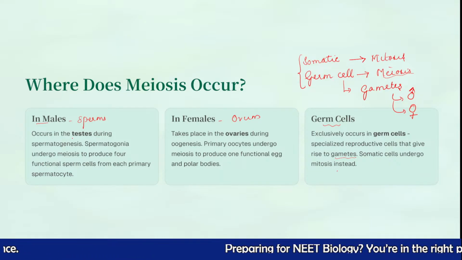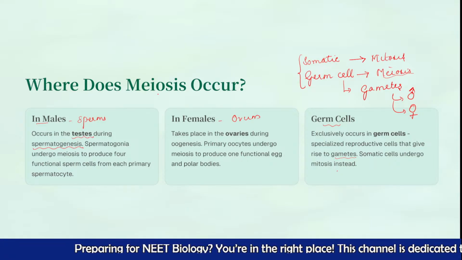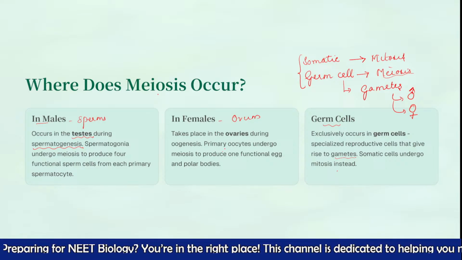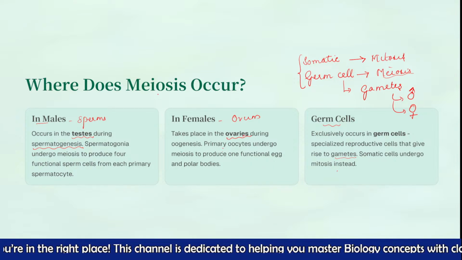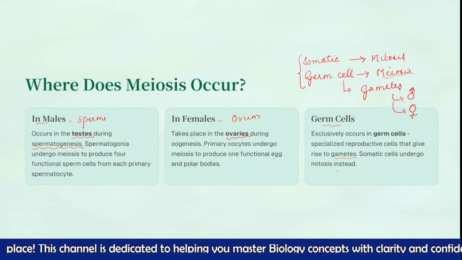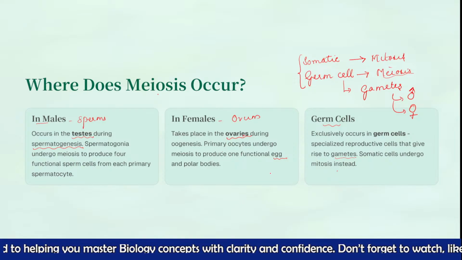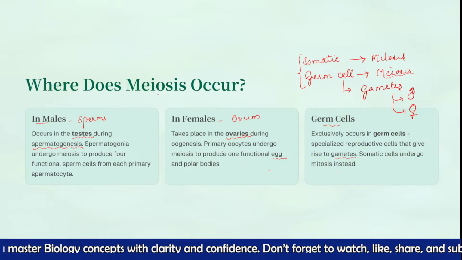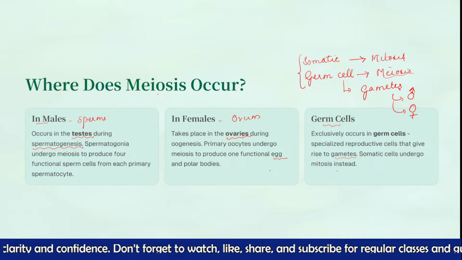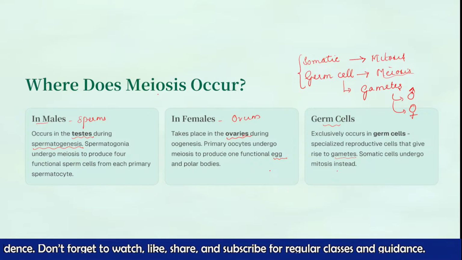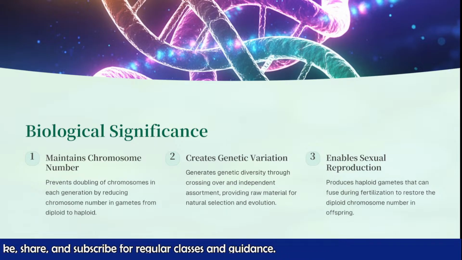So the sperms are produced in the testis by the process of spermatogenesis, which is by meiosis. In females, the primary reproductive organ is the ovary, and inside the ovary the primary oocyte undergoes meiotic division to form the egg or the ovum, and that is through meiosis. So where does meiosis occur? Remember, exclusively in the germ cells, meiosis occurs, which results in the formation of the male and female gametes. Clear?